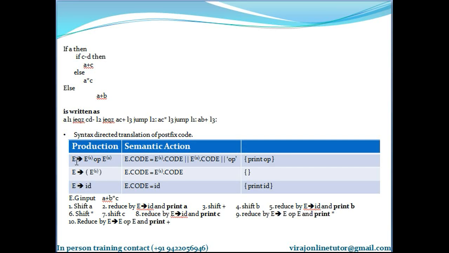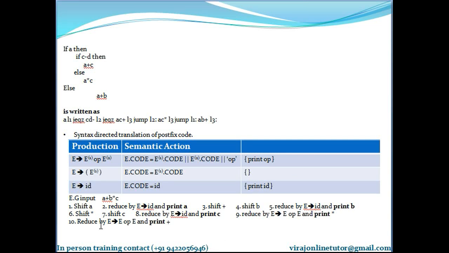The semantic action for the postfix notation of this expression is: first you evaluate whatever is E1.code, then you evaluate whatever is E2.code, and then you evaluate op and you print op on the screen. Correct? In this case, whatever is E1.code, put it in E.code. And in this case, whatever is the ID, you assign it to E.code and print ID. So these are the output actions which I have shown in column number 3.